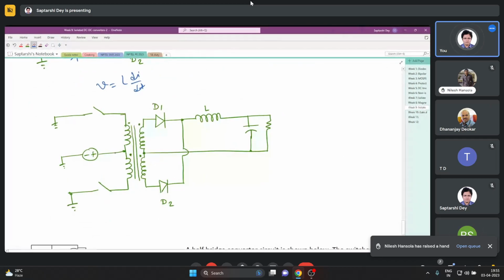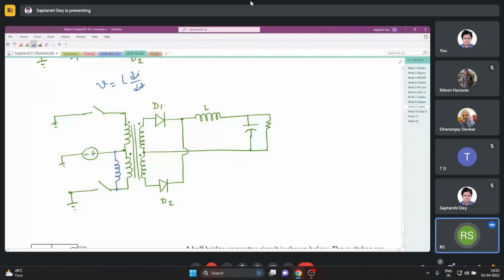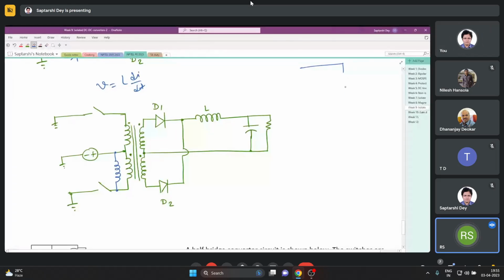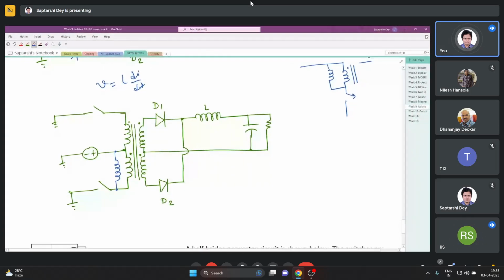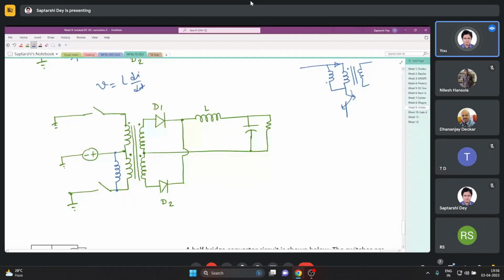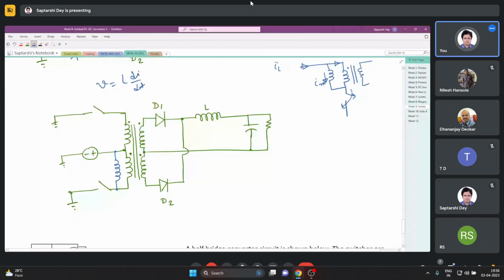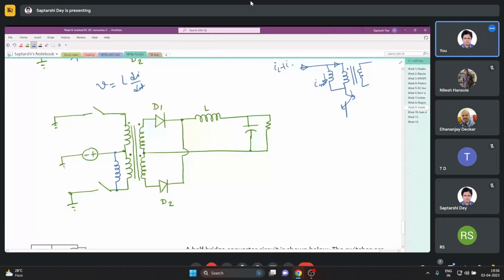I will draw the inductance here only. Just forget this for some time. What happens, say, for a forward converter? If you have magnetizing inductance here, when you are closing this switch, this branch is drawing the load component of the current, and this branch is drawing the magnetizing current. So the total current that you have is the load component plus the magnetizing current, right?